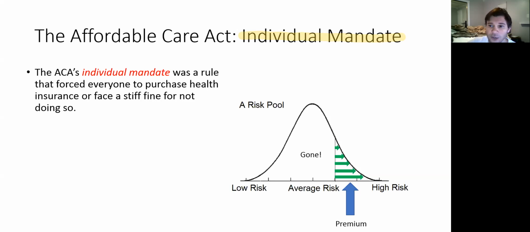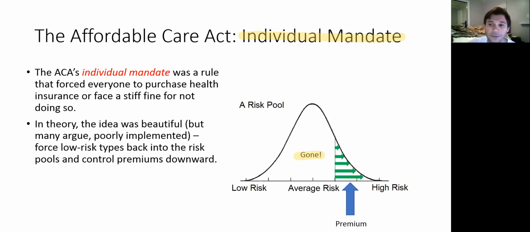But the idea here was that if we force everybody to purchase insurance, that means we will also force healthy people who otherwise would have exited, who would have been gone, to purchase insurance now. And if we can force the low types back into the risk pool, this will cause the premiums to start to drop. So in theory, this was a nice idea. Was it executed perfectly? A lot of economists think not.